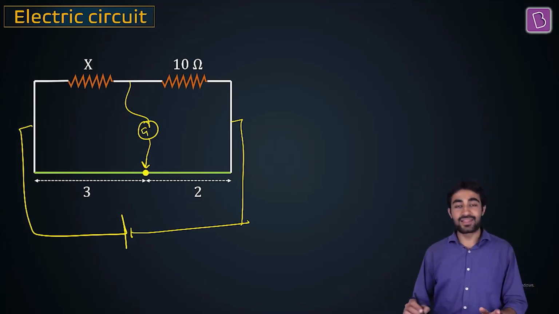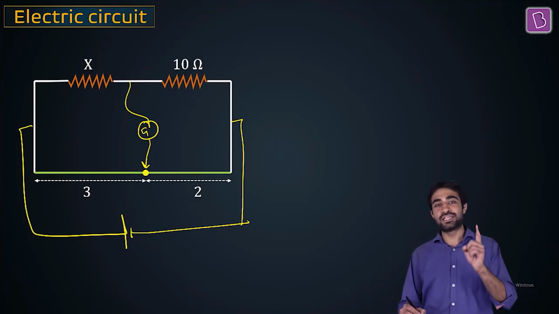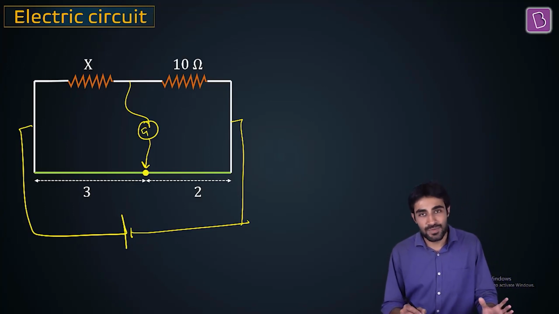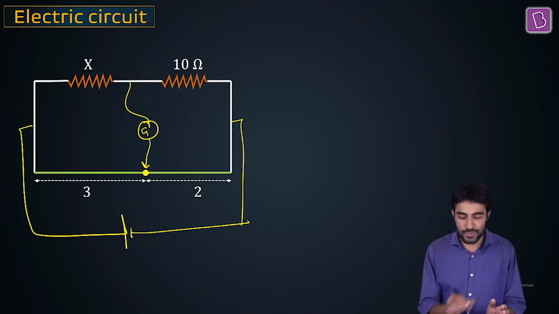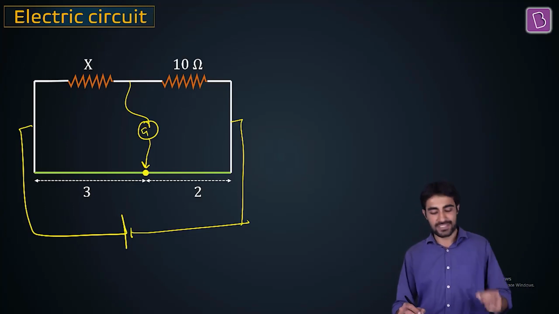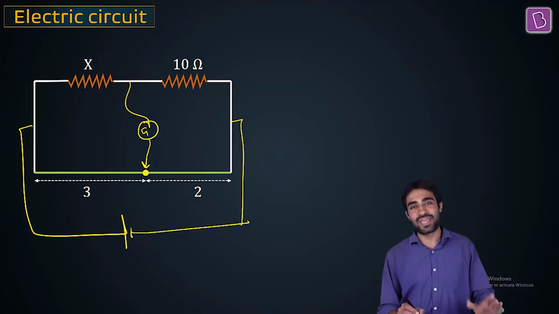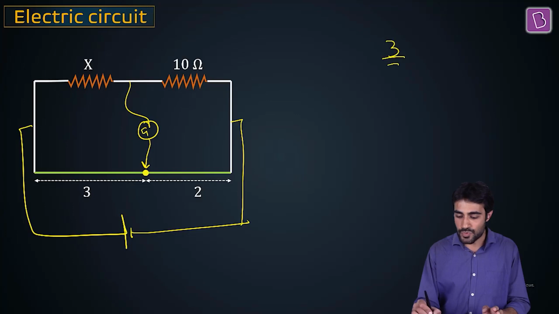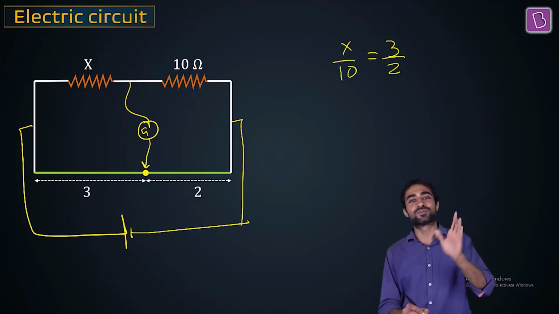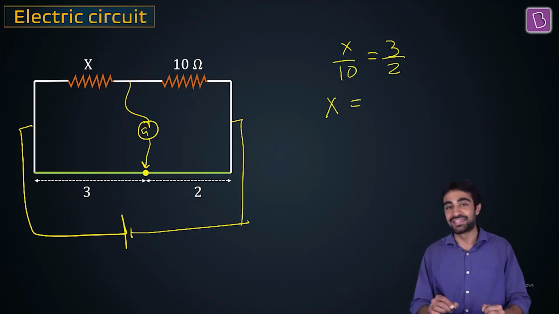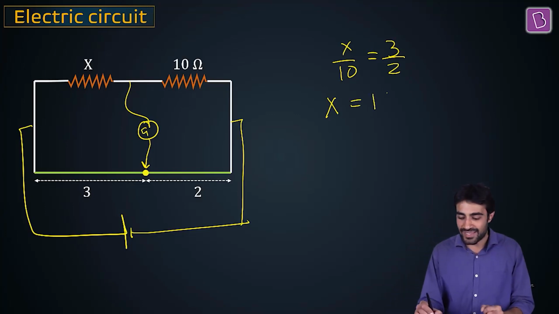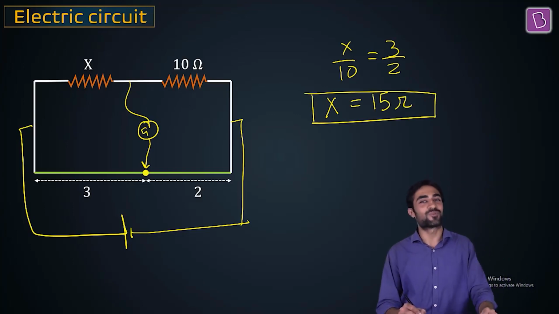When the galvanometer reading is 0, at the balance point of this meter bridge, the meter bridge wire is divided in the ratio of 3:2. The ratio of lengths is the ratio of resistances on this meter bridge wire. So we can see 3/2 must be equal to X/10. This is according to the Wheatstone bridge principle. From this we get the value of X, and X comes out to be 15 ohm. Congratulations for the first part of the question.